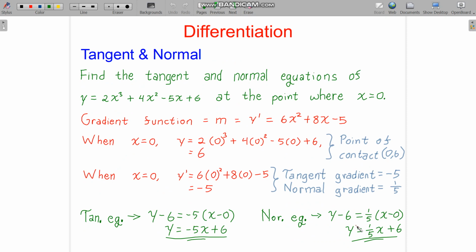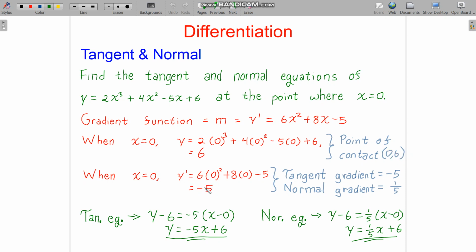So for example, find the tangent and normal of this function when the x is 0. So we find the gradient function or the y prime, we differentiate, we get 6x squared plus 8x minus 5. And now when the x is 0, the y is, we just replace the original function here, x with 0, we get 6. And the y prime, the x is 0, we get -5. So from here, we know that the point of contact is (0, 6). When the x is 0, the y is 6.